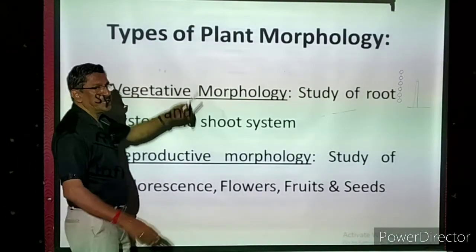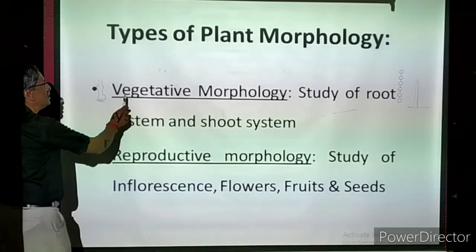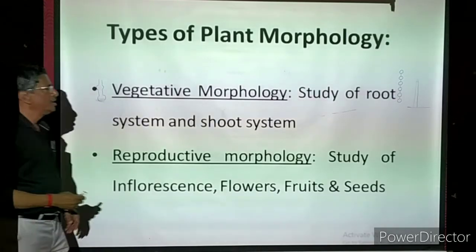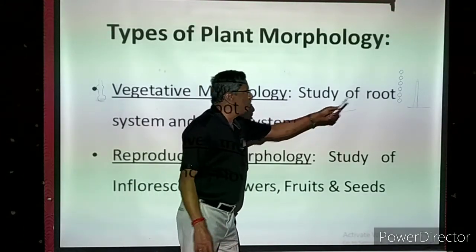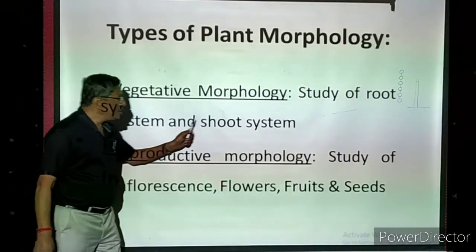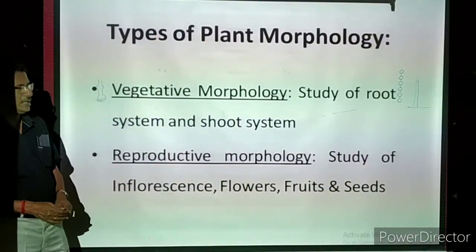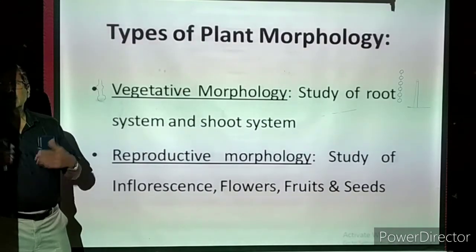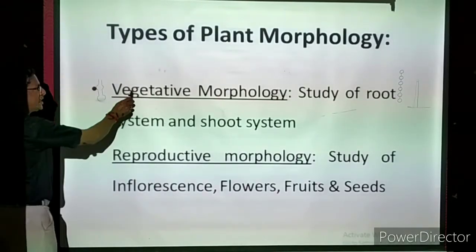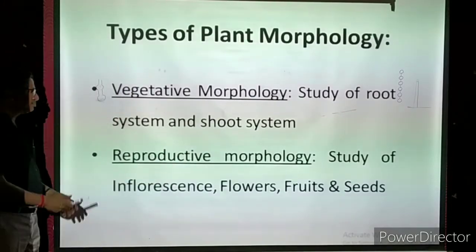In plant morphology, in the external appearance, there are different types. Only two major divisions are there. One is vegetative morphology. In the introduction I told you, vegetative means vegetative parts. Which are the vegetative parts? It is a study of roots. Roots are the vegetative parts, the root system and the shoot system. Shoot system means the parts of the plant which are present above the soil, like stem, branches, buds, leaves, flowers, fruits, etc. Everything is called a shoot system. So vegetative morphology is the study of the root system and the shoot system.